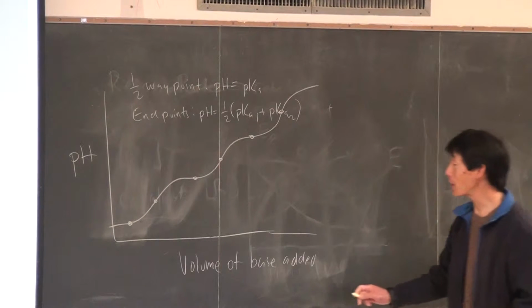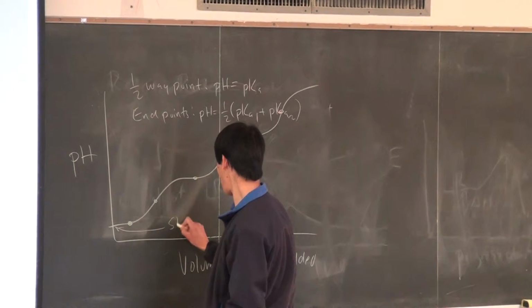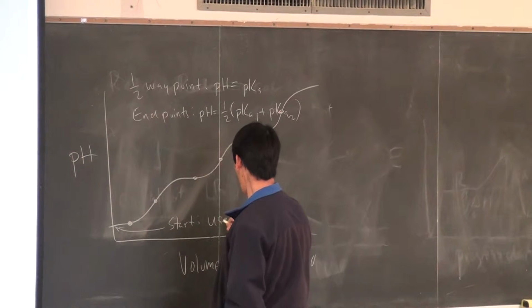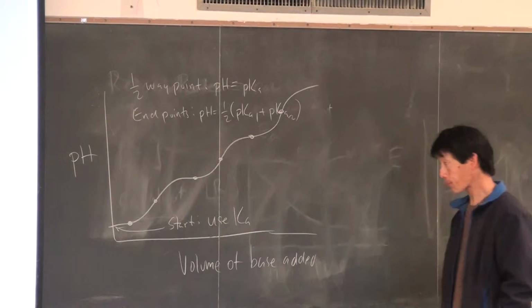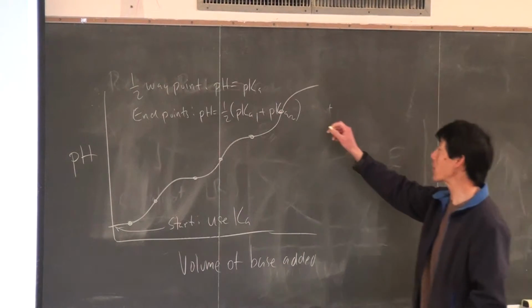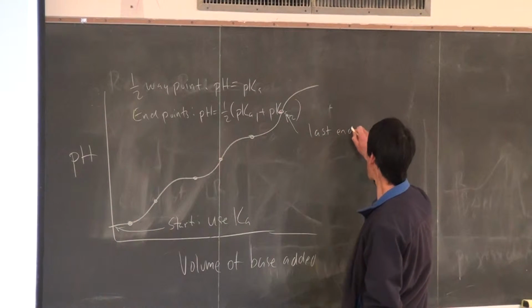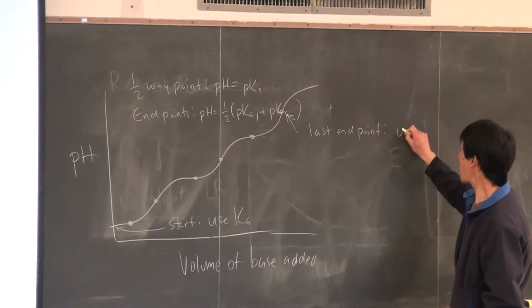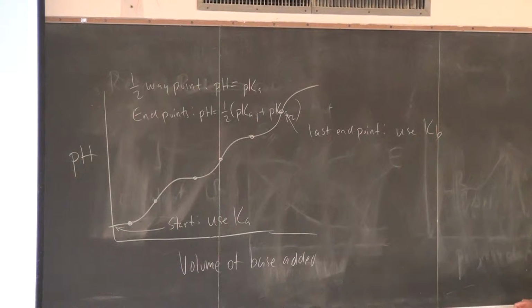Remember at the starting point, we can use Ka and do an equilibrium calculation to figure out that pH. And then at this endpoint here, at the last endpoint, we can use Kb to figure out the pH at that last endpoint.